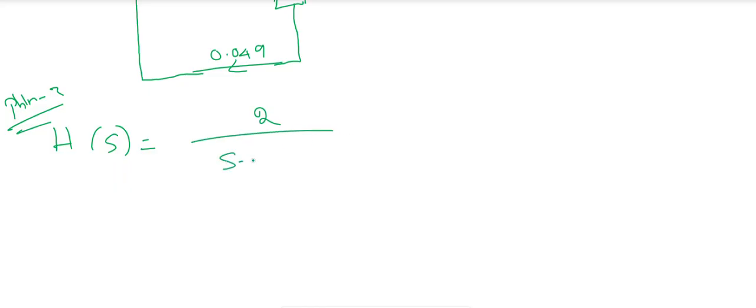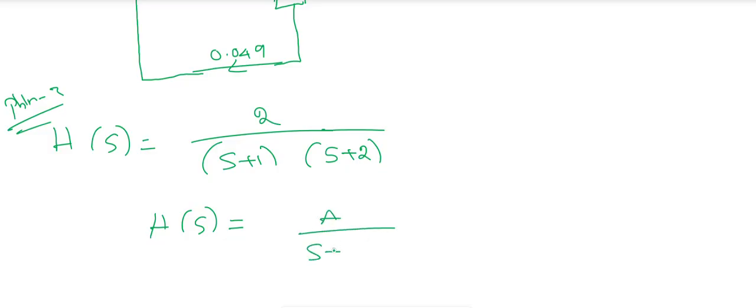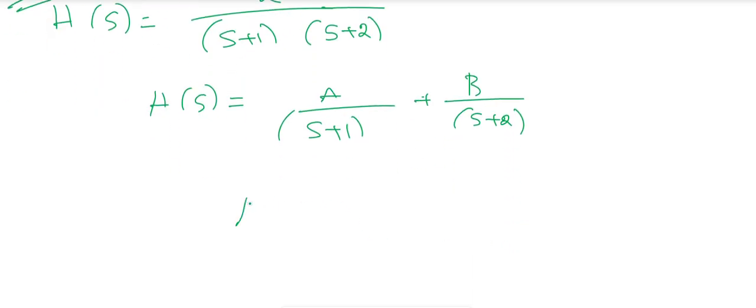Another problem. Take H of s equal to 2 by (s plus 1) into (s plus 2), the third problem. So H of s can be written as A by (s plus 1) plus B by (s plus 2). So what are the A coefficients?